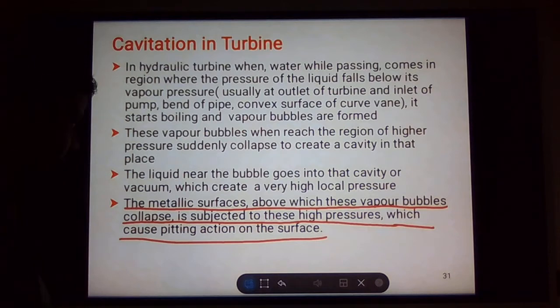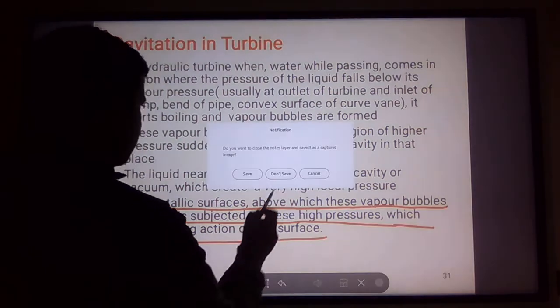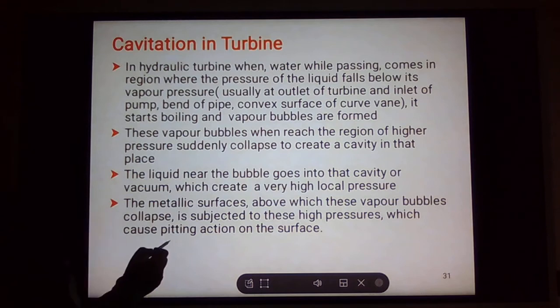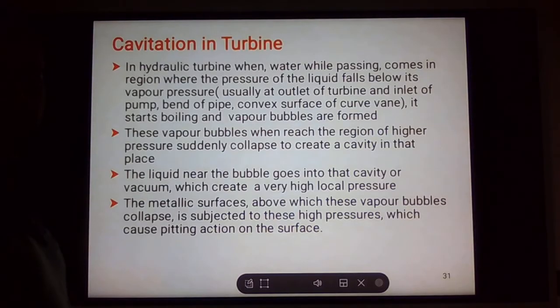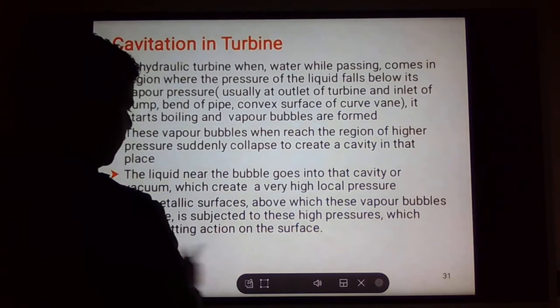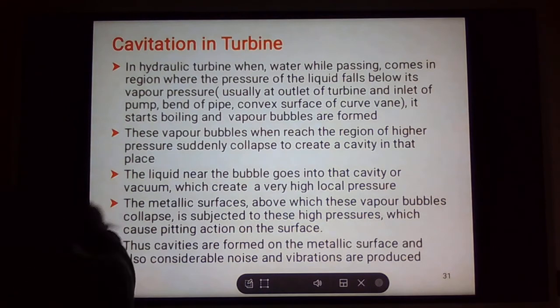Will try to break up from that point. Okay. So this will happen there. Okay. So this particular process is called the cavity.